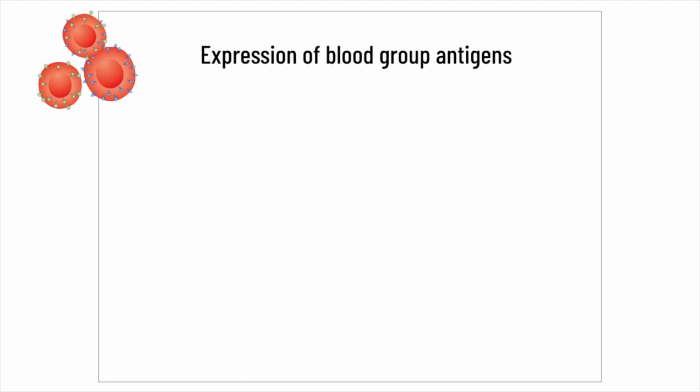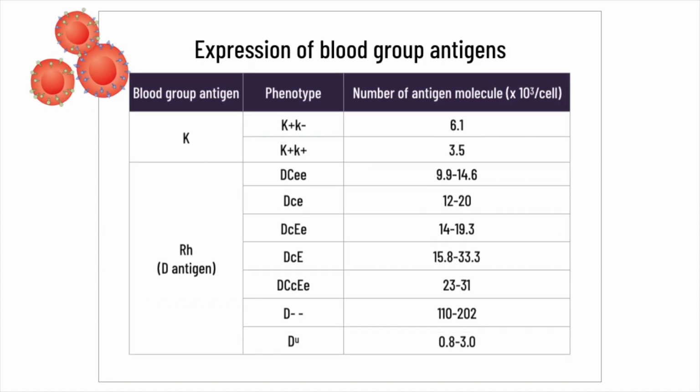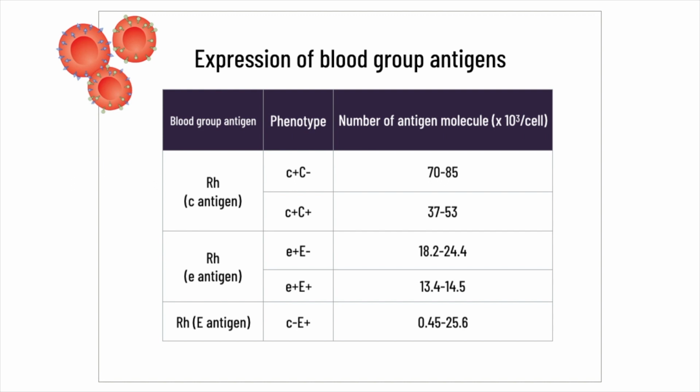The number of blood group antigens expressed on a red blood cell differs and may affect the strength of the antigen-antibody reaction when detected. These tables show the amount of antigen expression in clinically significant blood group antigens such as ABO and I, KEL and D antigen of the Rh blood group, big C and little c, big E and little e of the Rh blood group.